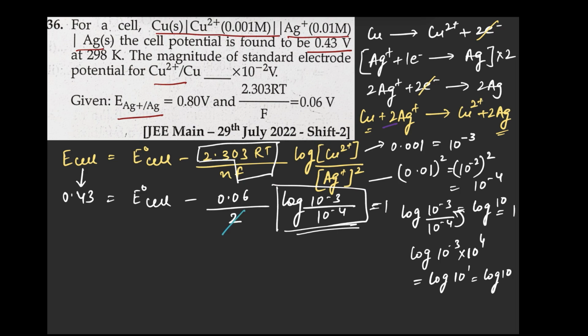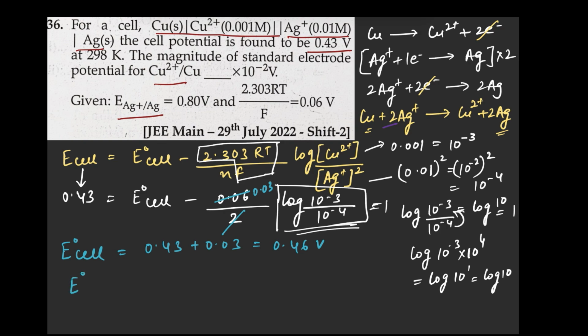0.06 divided by 2 will be 0.03. Solving this equation, E naught cell can be written as 0.43 plus 0.03, which is equal to 0.46 volt. And what is the value of E naught cell? E naught cell is E cathode minus E anode. What is the cathode here? Cathode is the silver electrode, and the reduction potential value for cathode is given as 0.80 volts.